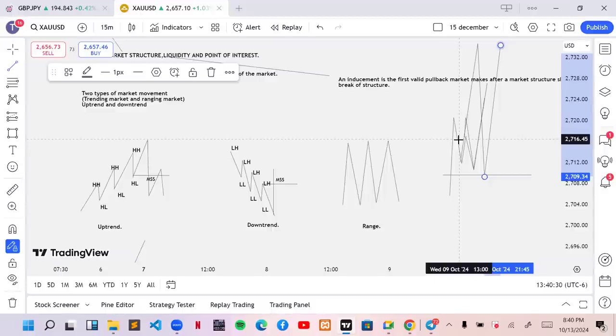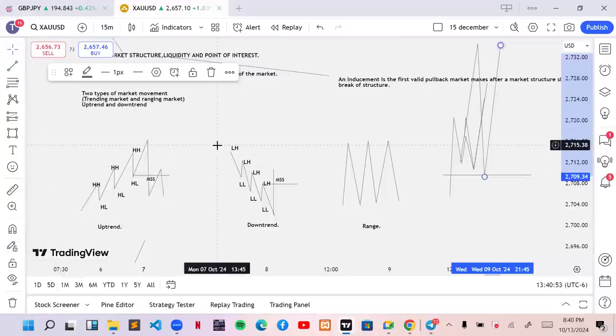But for me, what I look out for gives me a strong insight that the people that broke this to the buying side, the buyers, are actually very strong, because they were able to push the market up after the first pullback. So that is what a valid inducement is: a pullback. The first valid pullback the market makes after a break of structure or a market structure shift.